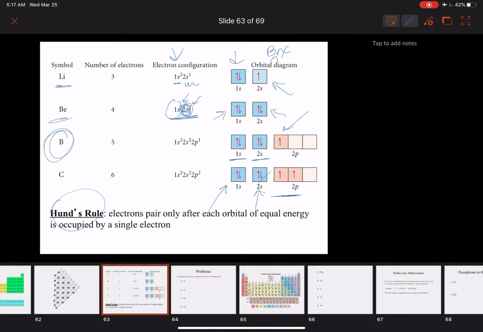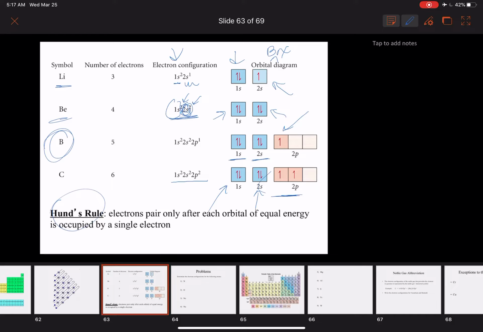So the way that we say the electron configuration for carbon is 1s2, 2s2, 2p2, because there's 2 electrons in the 1s, there's 2 electrons in the 2s, and there's 2 electrons in the 2p orbitals.